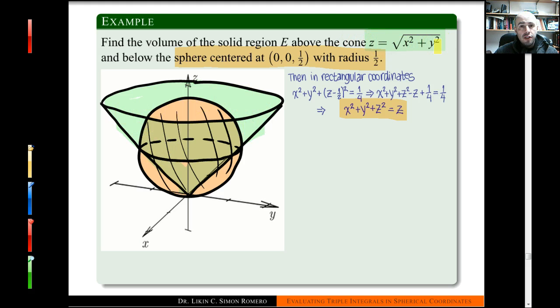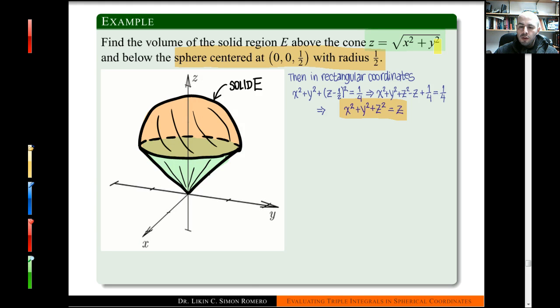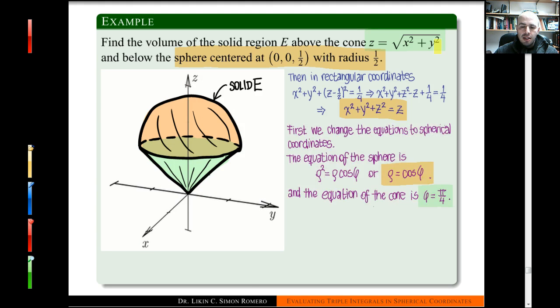Now the first thing that I'm going to do is change everything into spherical coordinates. So this is your solid, and now let's start. We change the equation to spherical coordinates, so the equation of the sphere has rho squared here equal to z, but remember z is rho cosine of phi. So in other words, once I divide by rho, the thing that I have is rho is equal to cosine of phi. And the equation of the cone is phi equal to pi over 4.